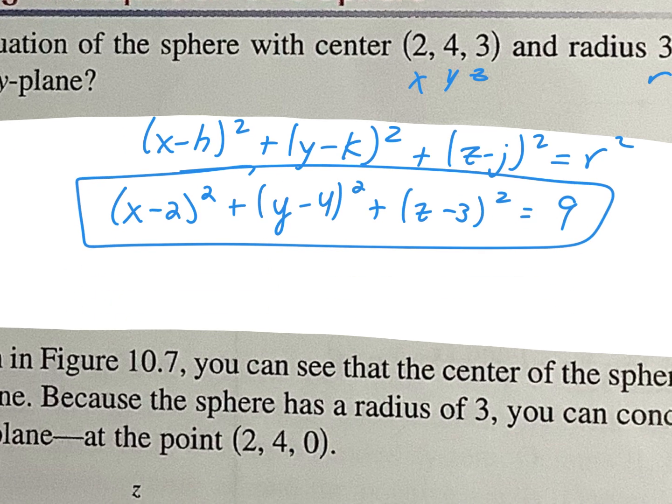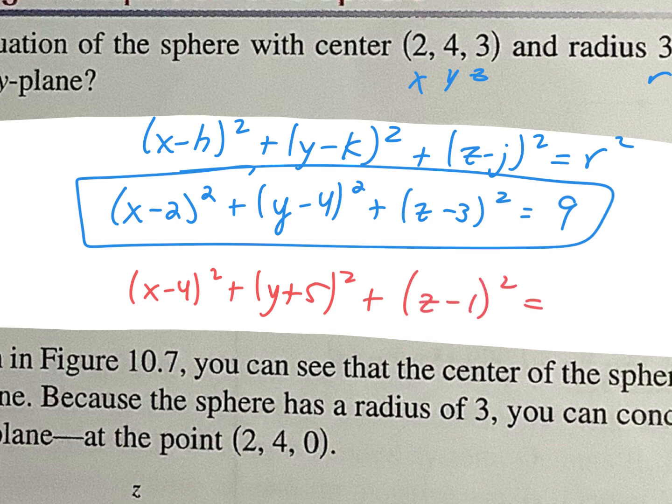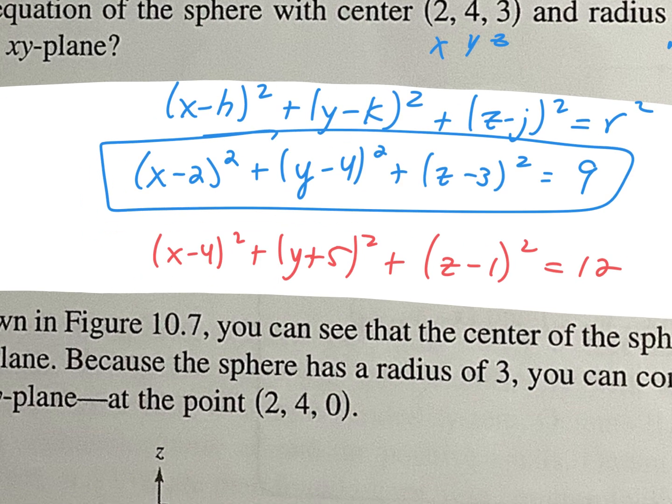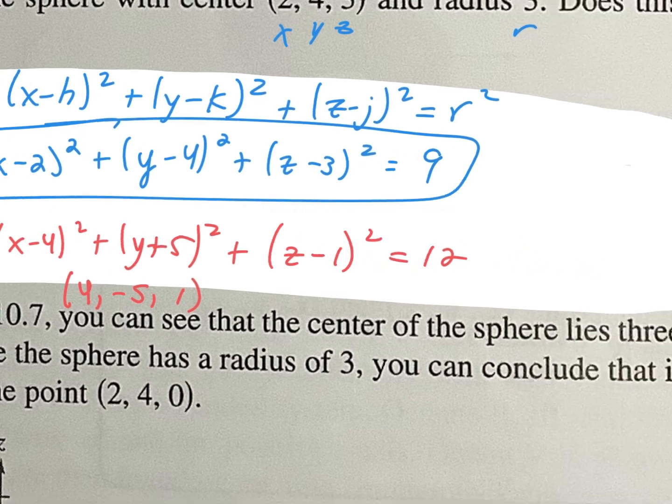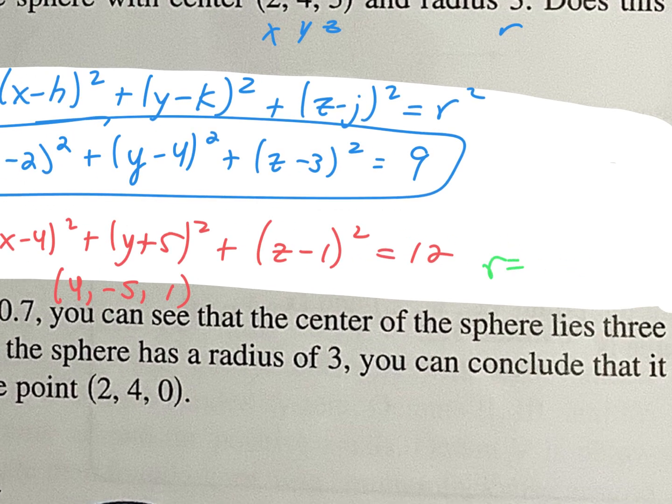Perfect. So if I gave you guys this, I said x minus 4 squared plus y plus 5 squared plus z minus 1 squared equals 12. And I said to you, what is the center of this sphere? What would you guys tell me the center is? 4, negative 5, positive 1. Agreed? And then what would your radius be? Square root of 12? Okay.